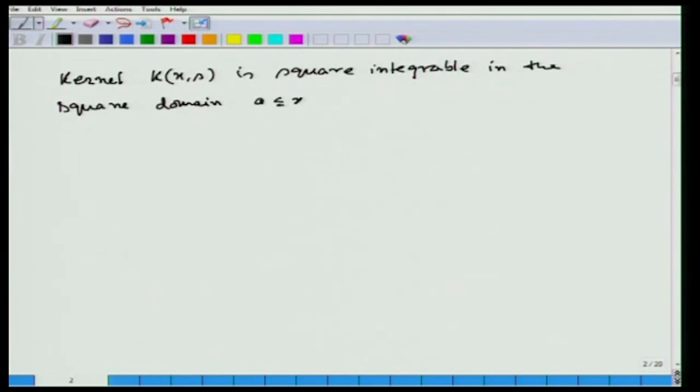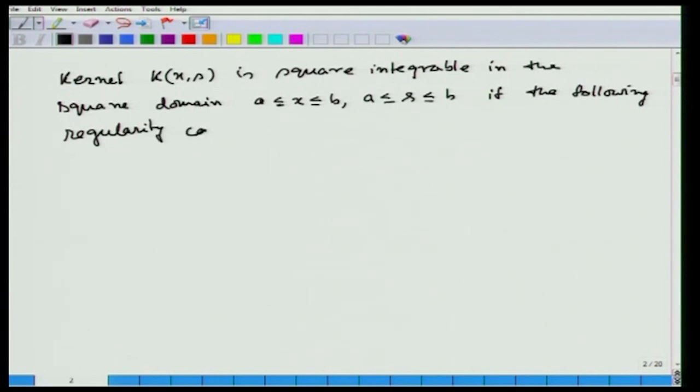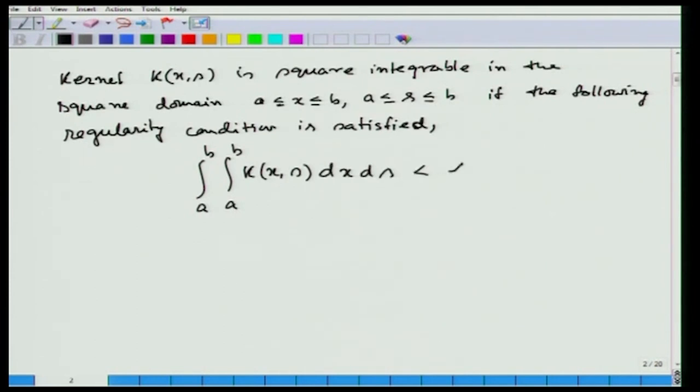which is defined by a less than or equal to x less than or equal to b, a less than or equal to s less than or equal to b, if the following regularity condition is satisfied. And this regularity condition is given by the double integral from a to b of |k(x, s)|^2 dx ds less than infinity. And of course, this regularity condition also involves the existence of this double integral. So, this double integral exists and is finite, then this kernel is actually called square integrable over the square.